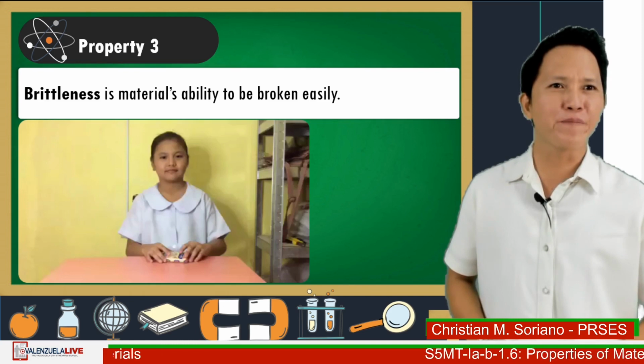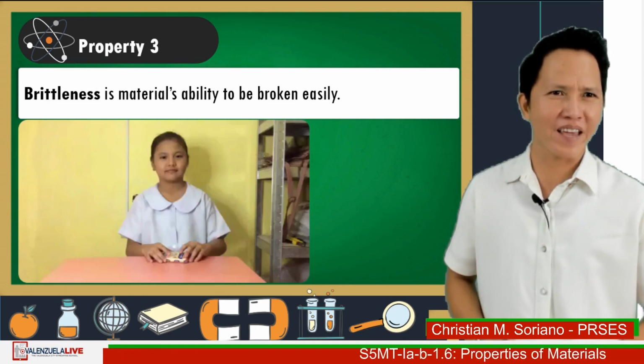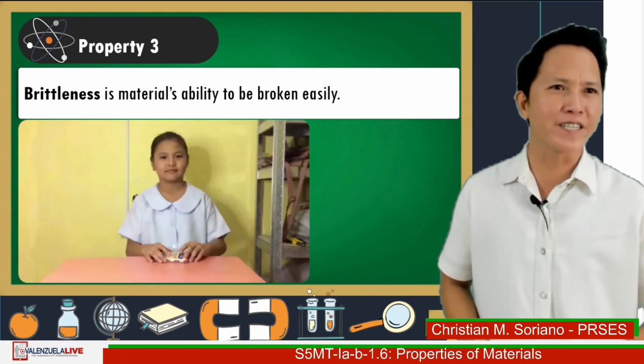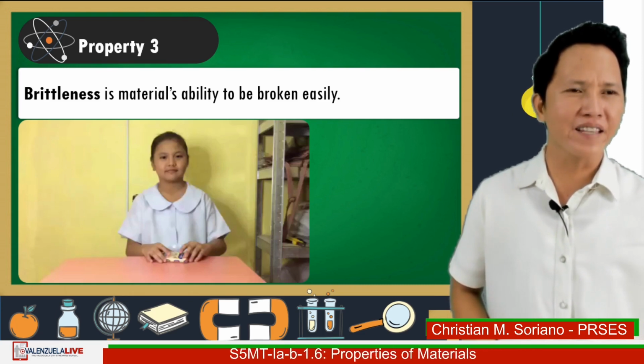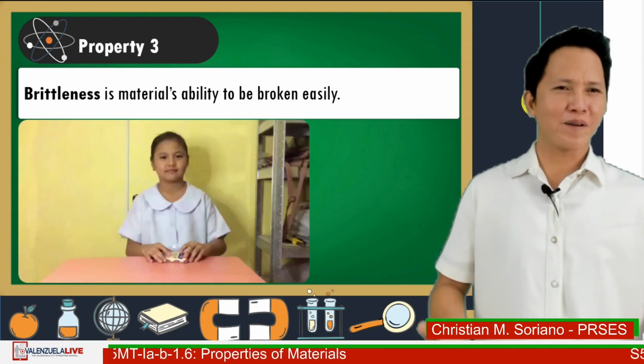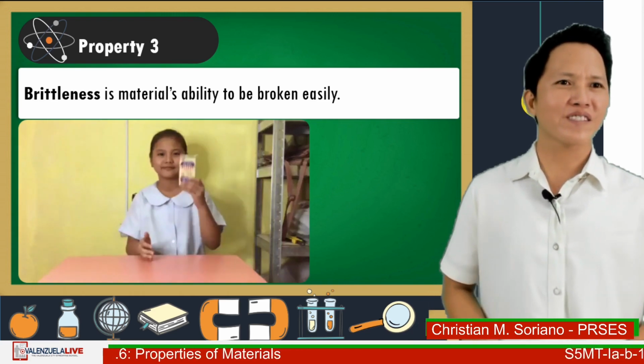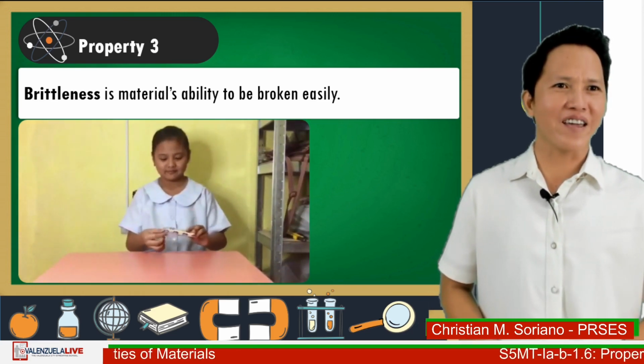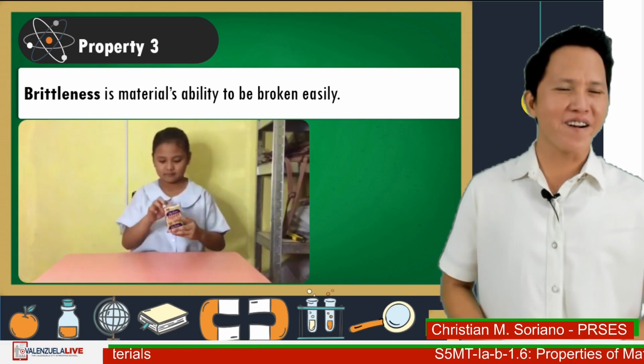We have here brittleness. Brittleness is a material's ability to be broken easily. It looks simple, but look at this video. Okay, there is a biscuit there.